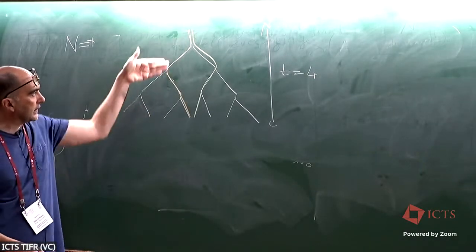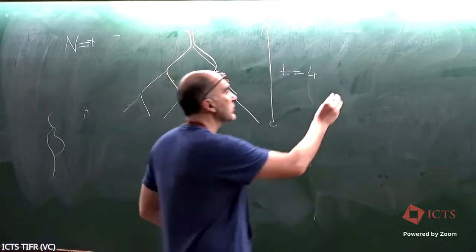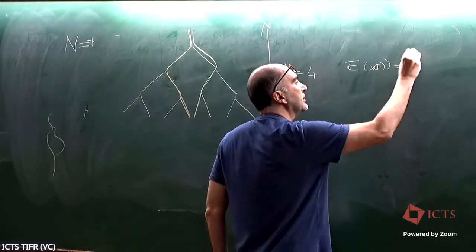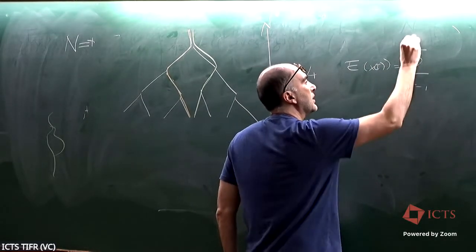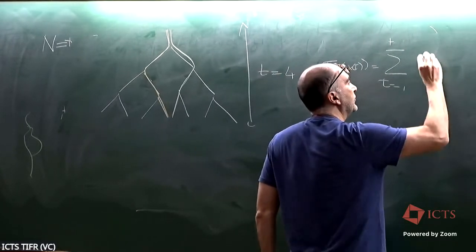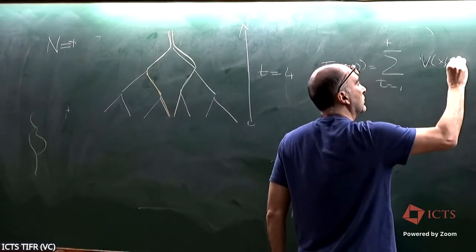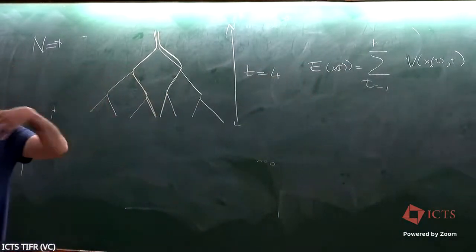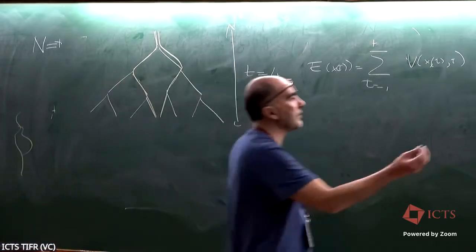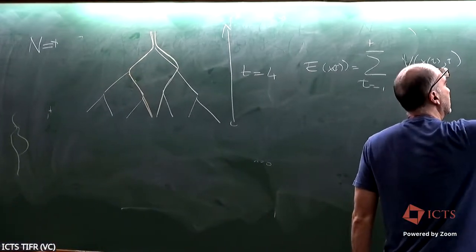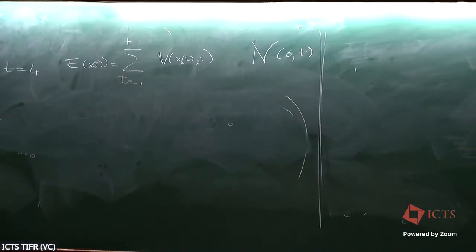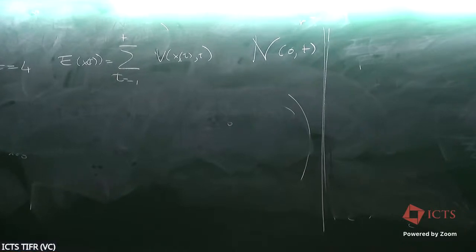Again, the energy is the same definition. So the energy along x of tau will be the sum from tau equal 1 to t of V(x, tau). Okay, it's the same definition as before. So each energy is a random number.